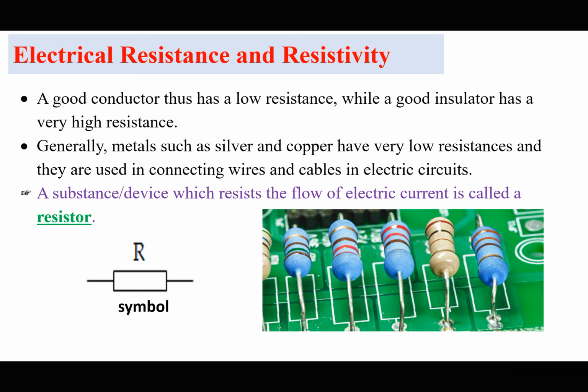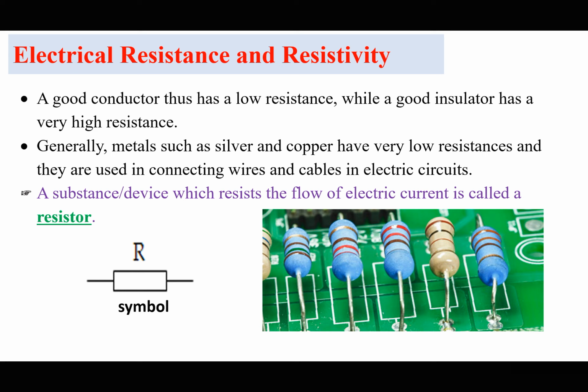For example, they may be used to protect diodes because diodes may require less current. So to reduce the amount of current reaching the diode, we may add a resistor which has high resistance. Yet, if we were to put an insulator, then there would be completely no current flowing, and therefore the diode wouldn't work. So any substance or device which resists or reduces the flow of electric current in a circuit is what we are going to call a resistor.